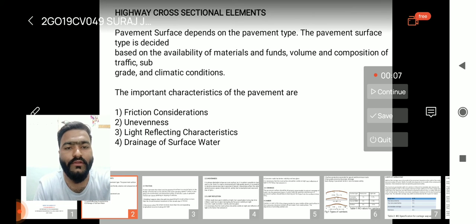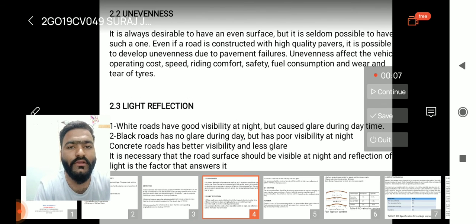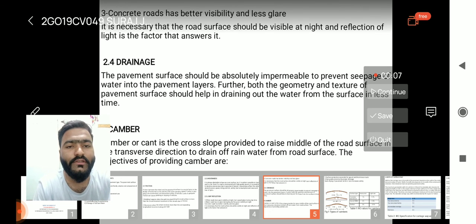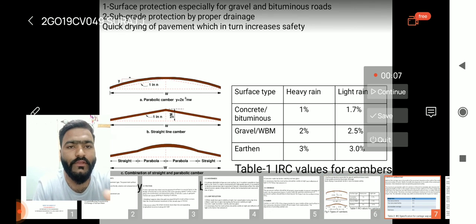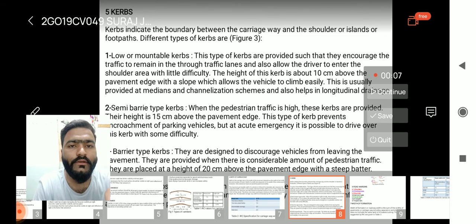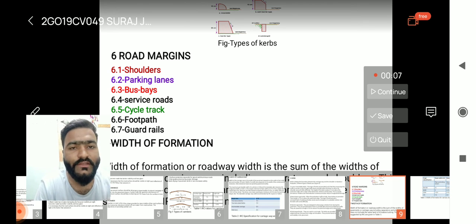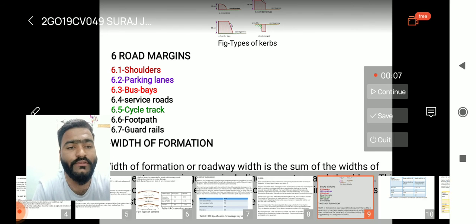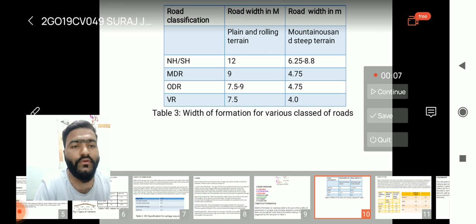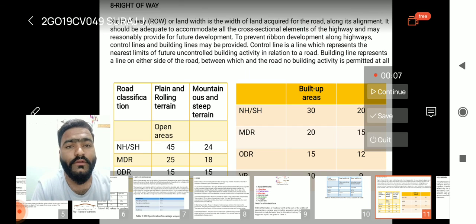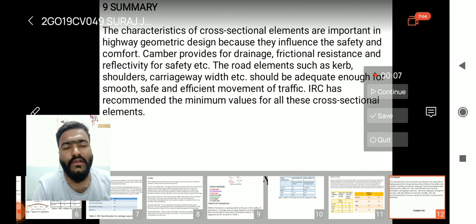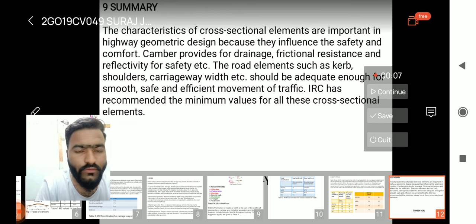So here are some points we have studied: the important characteristics of pavement. In brief, we studied friction, unevenness, light reflection, drainage and camber. Then we studied curbs, the width of carriageway, and types of curbs. Then road margins: shoulders, parking lanes, bus bays, service roads, cycle tracks, footpath, guardrails. Next we studied width of formation, with some tables for various classes of roads. Then right of way, which we studied for open areas and built up areas. This is the last summary of the study. So this was the small topic about cross sectional elements I wanted to say.